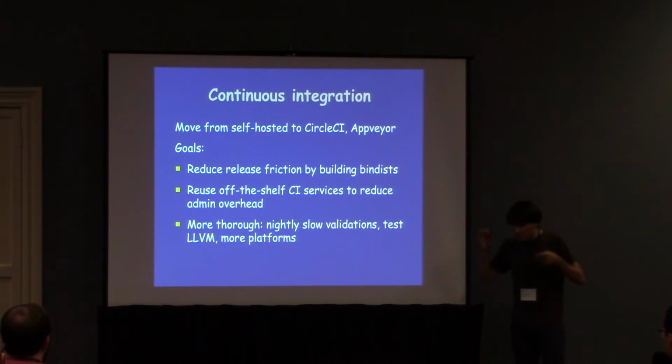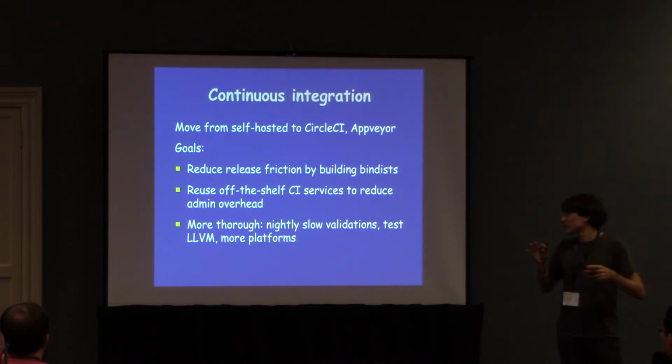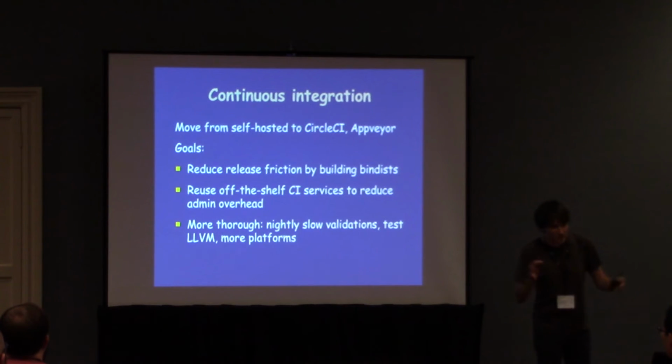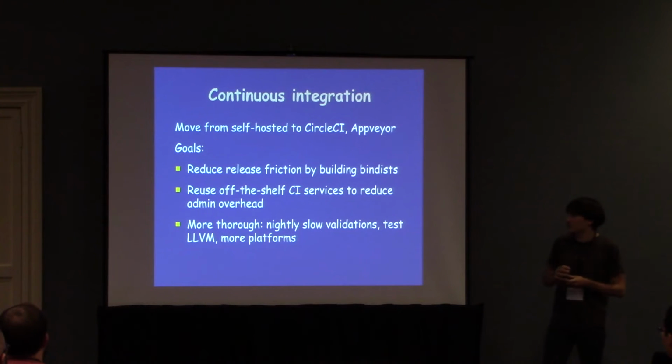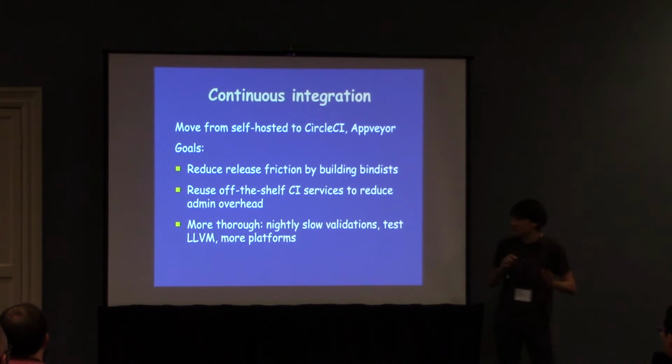So there are really a few goals here, and we want to try to reduce the release friction. So now we have the 6-month release cycle. It becomes imperative that we try to get that friction down as much as possible, because we have relatively few resources to do these 6-month releases.